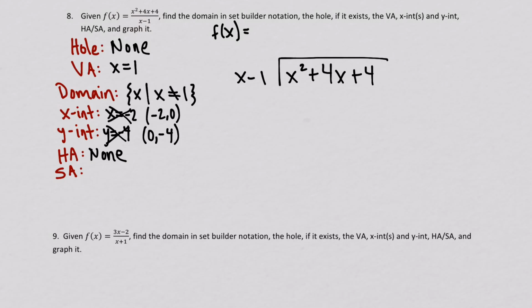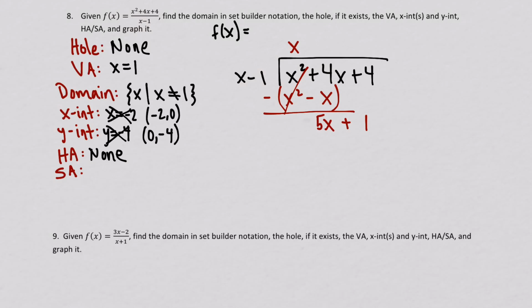So here we go. X times what gives you x squared? X, right? So x times x is x squared. X times negative 1 is negative x. So what we have is x squared minus x. But we're going to subtract that like we do for long division. This cancels. 4x minus negative x. Be careful here. 4x minus negative x. That means 4x plus x. So that's 5x.